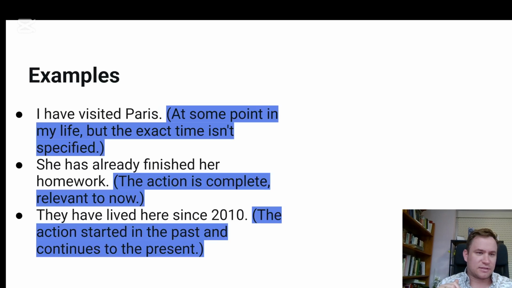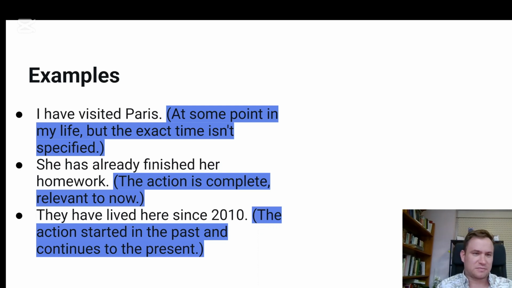All right. Some examples. I've visited Paris. We would use this to refer to some point in my life. Okay, the time period is maybe not important. The moment you did this, when you did this is not important. She's already finished her homework. Okay, so this has some connection to the present now. Maybe we're talking about the homework, we're talking about what we're going to do now. There's some connection. This homework is connected to the present. She's already finished it. Okay. They've lived here since 2010. This action started in 2010, but it's still relevant now. They are still living here.